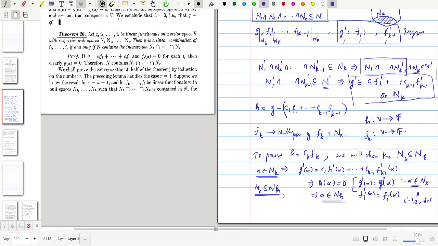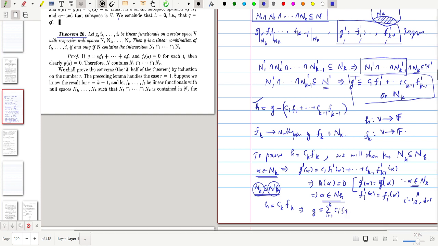Whenever NK is contained in NH, the linear functional corresponding to NH is a scalar multiple of the linear functional corresponding to NK. That means H can be written as some constant times FK. I'll put the constant as CK, then we can write H is equal to CK FK. What is H? H is G minus this. So that is equal to CK FK, which would imply that G is equal to the summation for i equal to 1 to K of Ci Fi. So this proves theorem 20: whenever N1, N2, etc., NK is contained in N, we have that G is a linear combination of F1, F2, etc., FK.